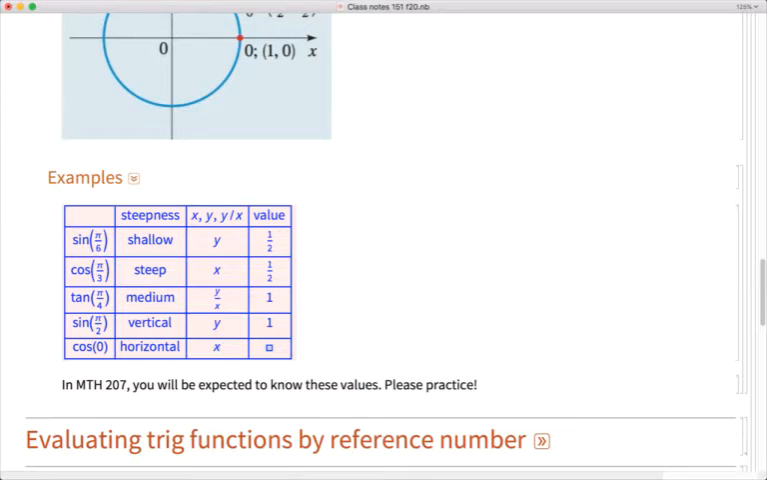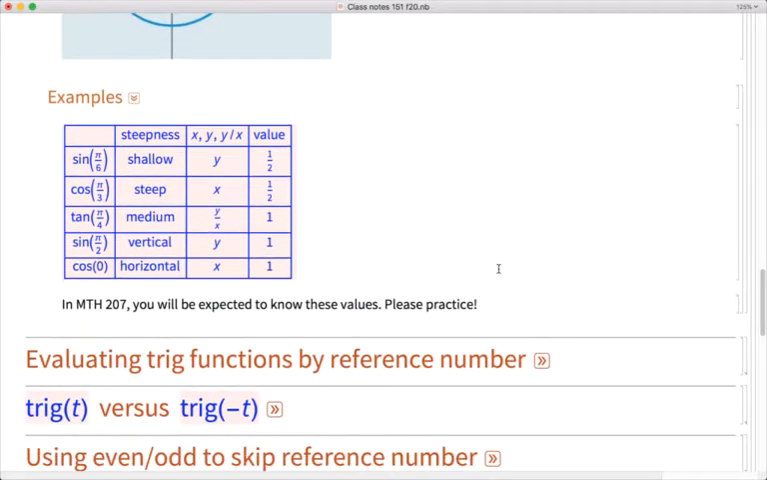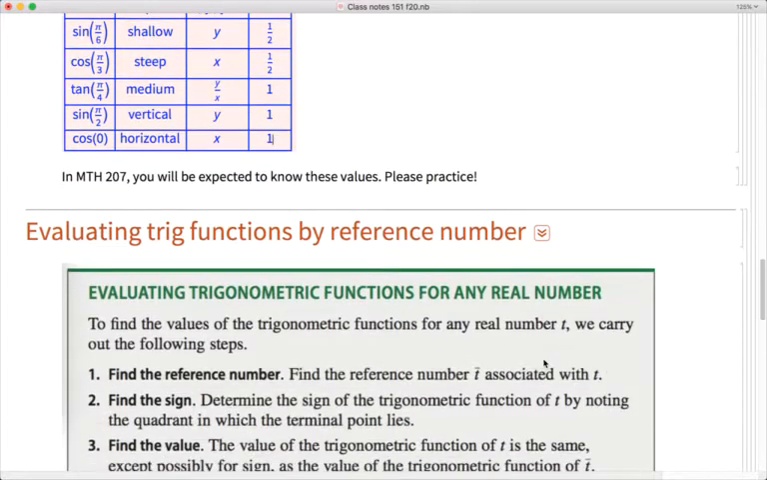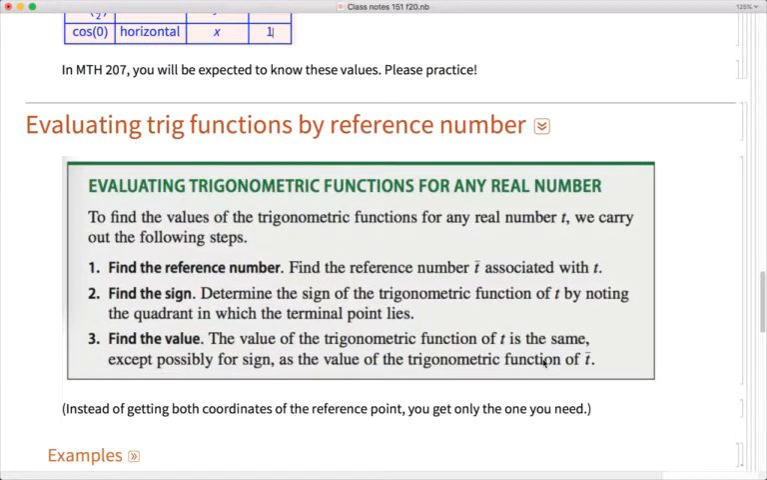Cosine of 0, that's the horizontal. We want the cosine. The cosine will be the x-coordinate, and when we're horizontal on the unit circle, we're at (1, 0). So the value here should be a 1. Wow, halves and ones. Okay, so again, try to practice those.